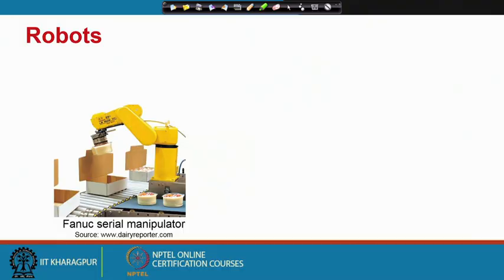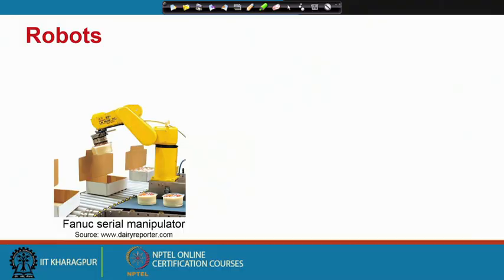Robots. All of you have some idea of robots. They are used in assembly lines, in automotive and aerospace industries for various purposes like welding, painting, assembly, various types of manufacturing. So, here we are going to look at some examples of robots.